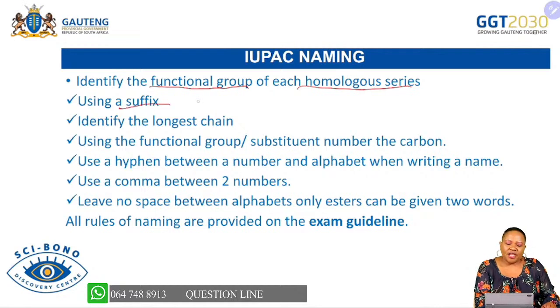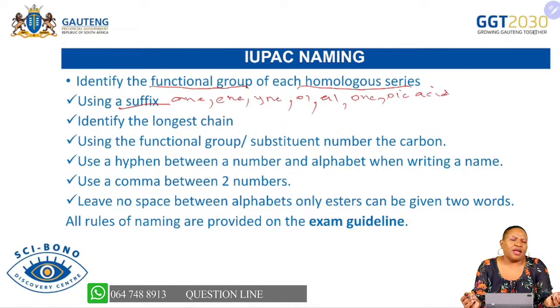And then the suffix, for example, for alkanes we have ANE, alkenes ENE, alkynes YNE. The suffix will also assist us: alcohols OL, aldehydes AL, ketones ONE, oic acid for carboxylic acids, and OATE for the esters, like ethanoate. So you need to also look at the suffix, because it will help you identify which homologous series, and which functional group, a specific compound has.